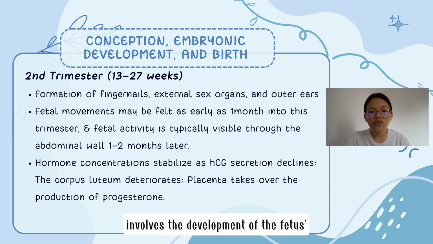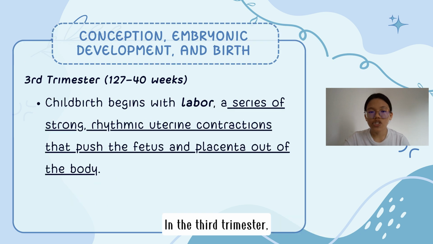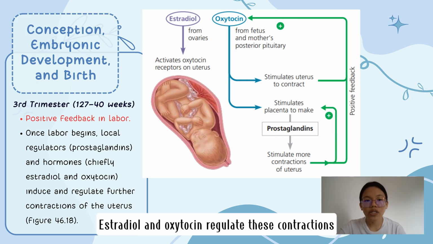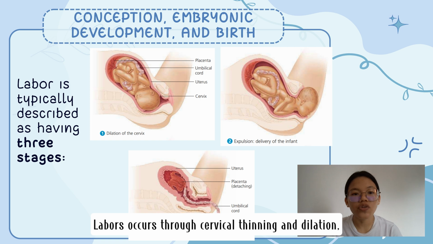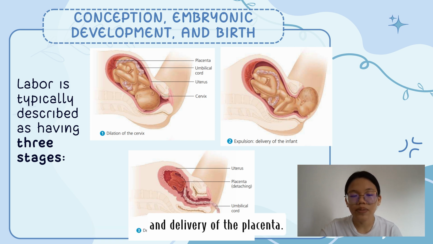The second trimester involves the development of the fetus's other external body parts, movements, and stabilization of the mother's hormone levels. In the third trimester, childbirth occurs through strong uterine contractions called labor. Estradiol and oxytocin regulate these contractions in a positive feedback loop. Labor occurs through cervical thinning and dilation, and finally the expulsion of the fetus and delivery of the placenta.